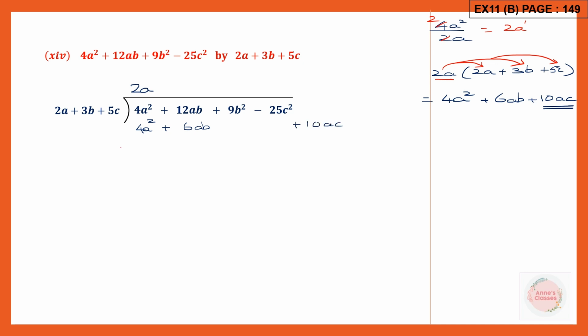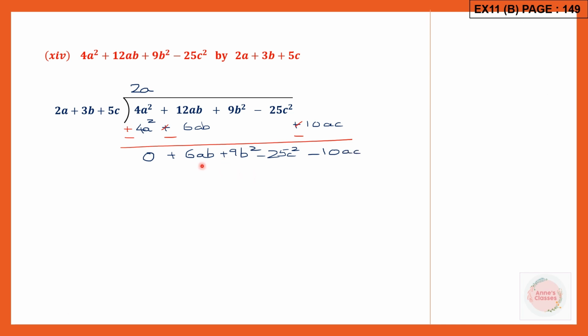Okay, the next step is subtraction. So put a minus sign here. This will be minus, this will also be minus, and this will also be minus. So now let's subtract. So here 4 minus 4 is 0. So this is 0. Now here we have signs that are different. So put the sign of the bigger number, that is plus. 12 minus 6 is 6. AB. Now we have to bring down 9b square and write it here. So let's write that plus 9b square. We also have to bring down minus 25c square and write it here. Minus 25c square, and we have minus 10ac.